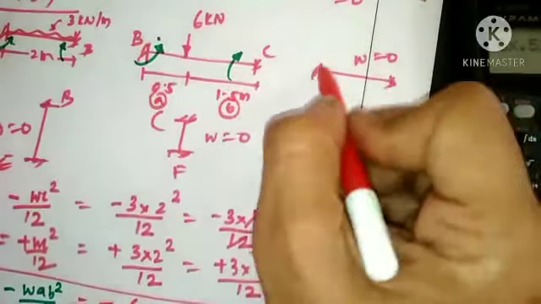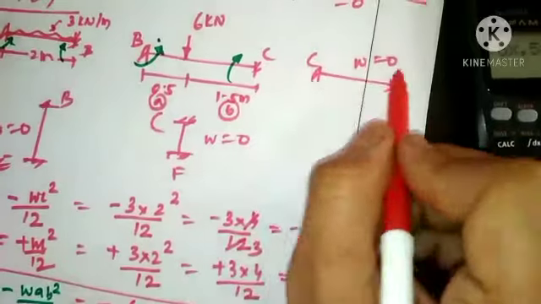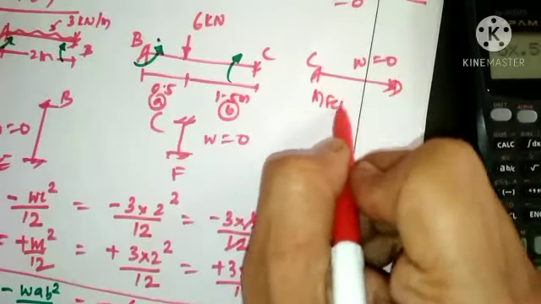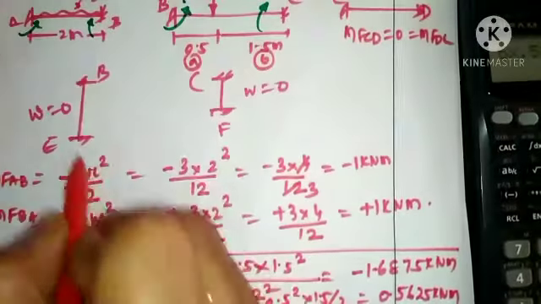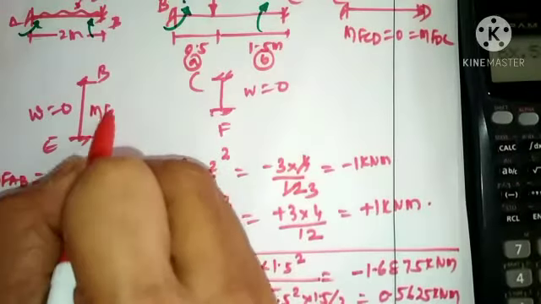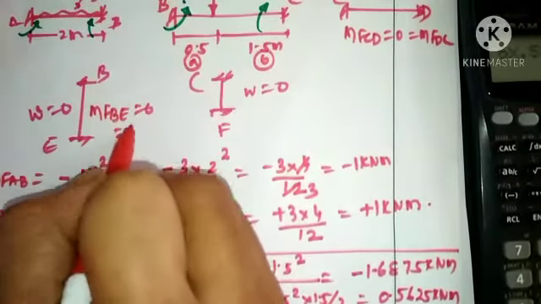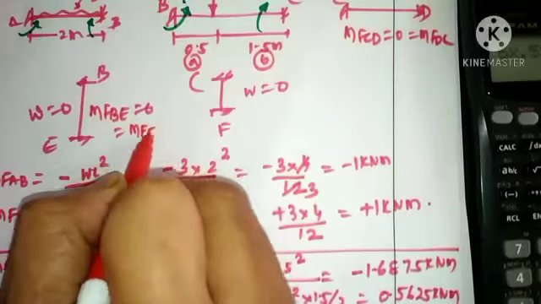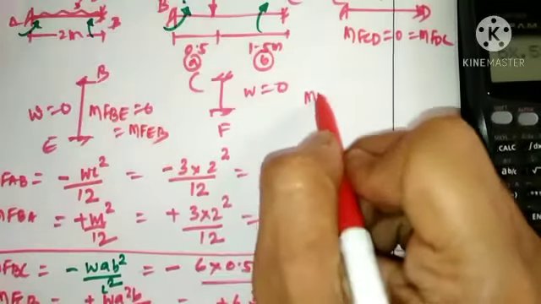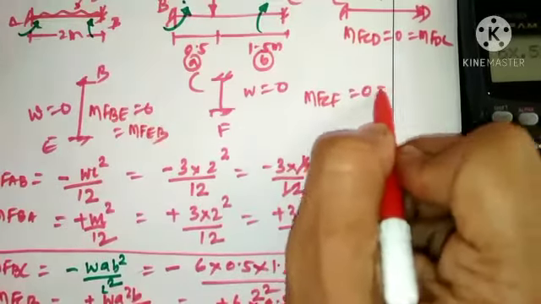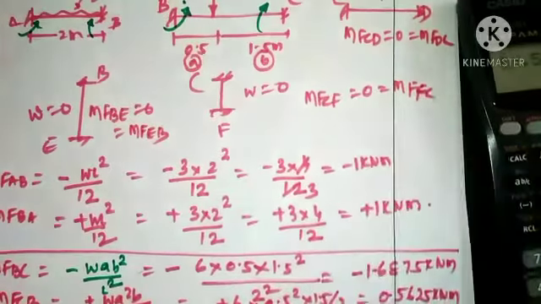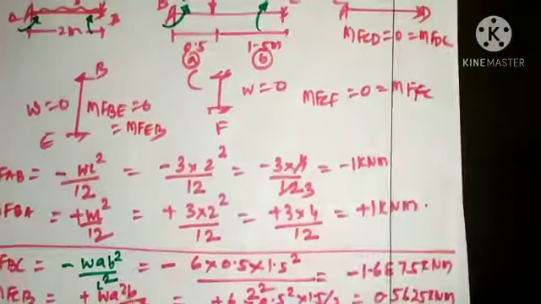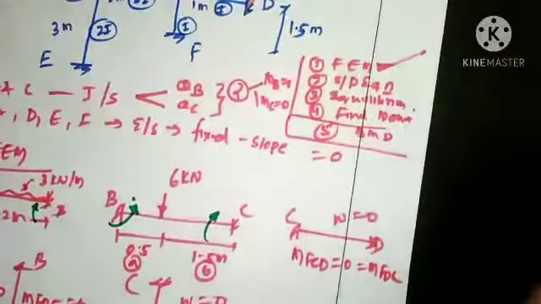Now if I consider C to D, since W is 0, MFCD will be 0. Likewise, MFDC will also be 0. Likewise, if I consider B to E, MFBE will be 0, and MFEB will also be 0. Likewise, MFCF will be 0 and MFFC will also be 0. So these are nothing but the fixed end moments, which is step number 1.